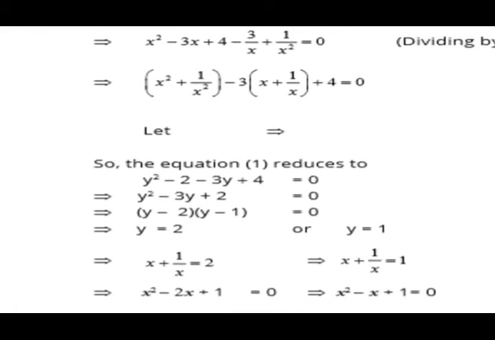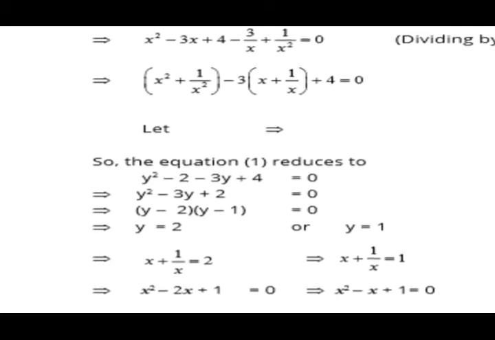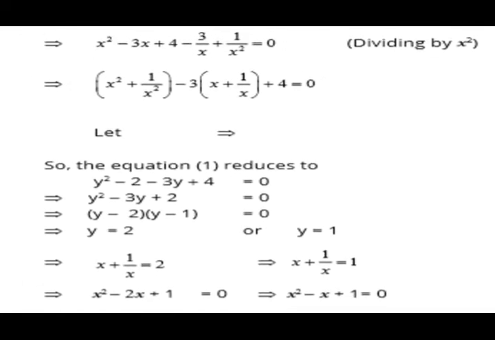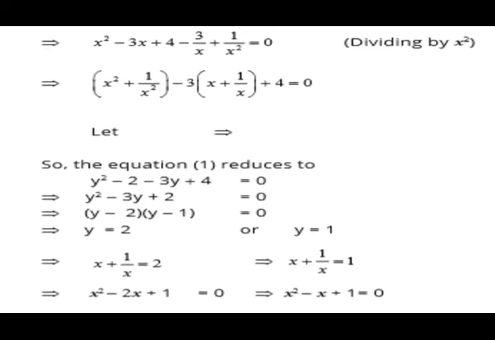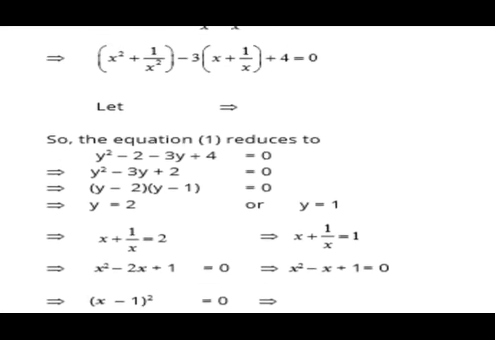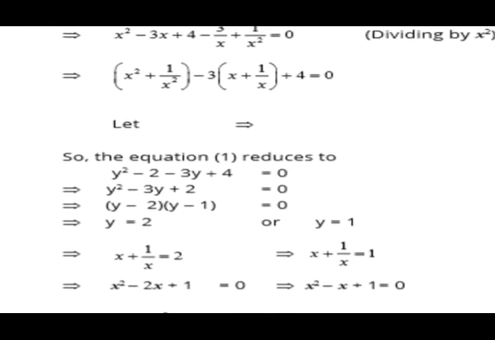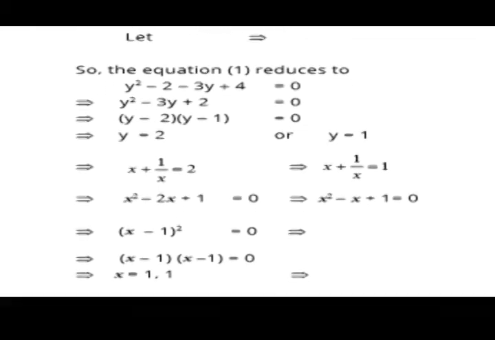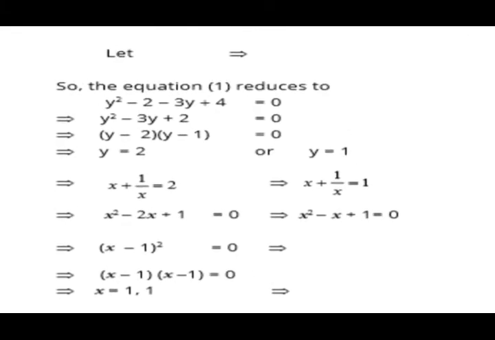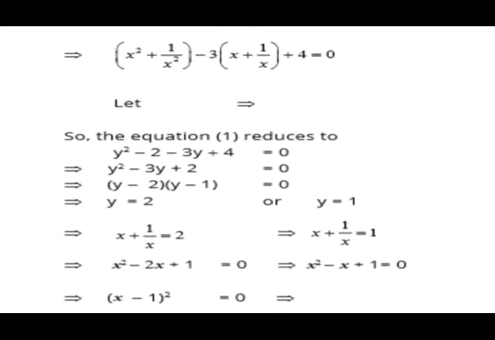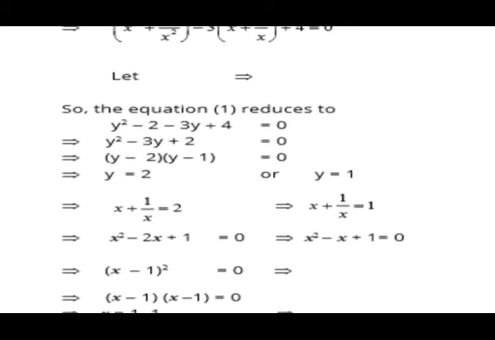Now here we let x plus 1 over x equal to y. We let x plus 1 over x equal to y, and then squaring and putting these values to form this quadratic equation and factorize it. Now here we get the values of y, 2 and 1, where y is equal to x plus 1 over x.